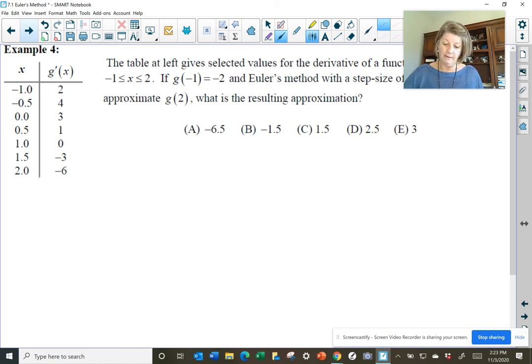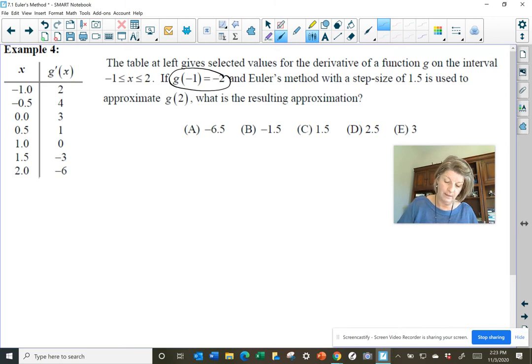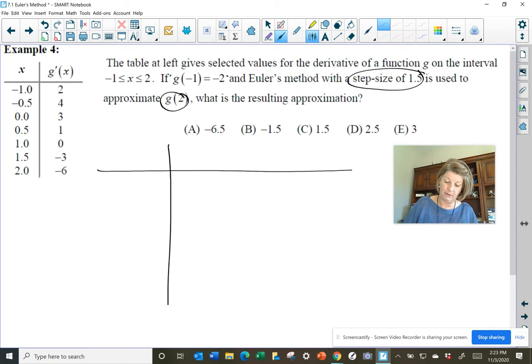All right, the table at the left gives selected values for the derivative of the function g on the interval between negative 1 and 2. If g of negative 1 is negative 2, yep. Oops. Nope, that's not there, is it? It's just given in there. Just so happens that it looked kind of like that, but that was the slope there, given as 2. Euler's method with a step size of 1.5 is used to approximate g of 2. What's the resulting approximation? All right, let's just set it up the way we always did.